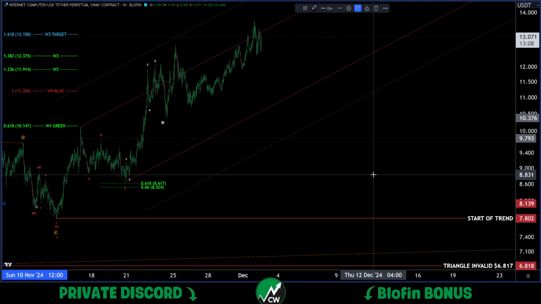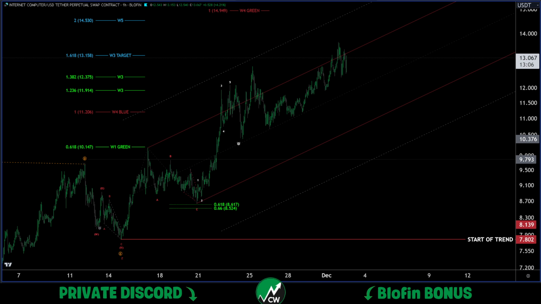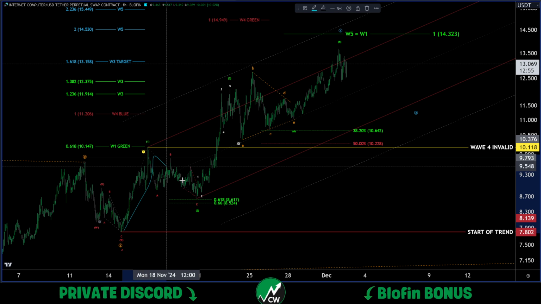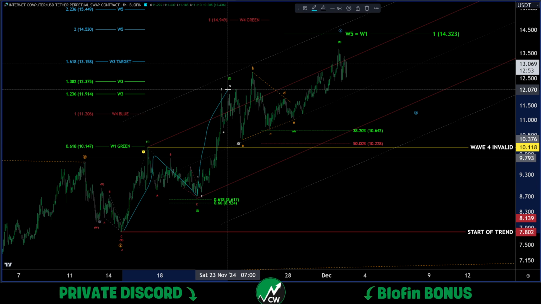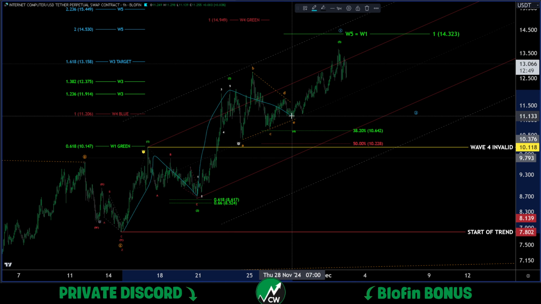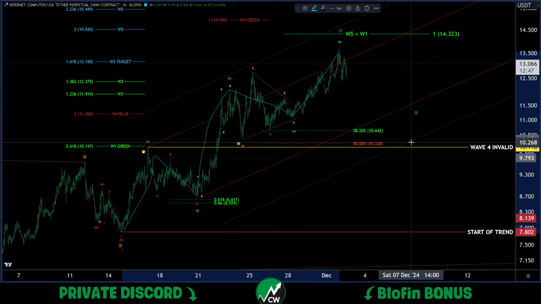Now I have 2 different counts right now. One will eat up a little bit more time, which is right here, and we're actually on linear scale. This is the start of our triangle. We have this as wave 1 and 2, 3, 5 waves up in our third, a triangle for our fourth wave, and we are completing our wave 5 right now.